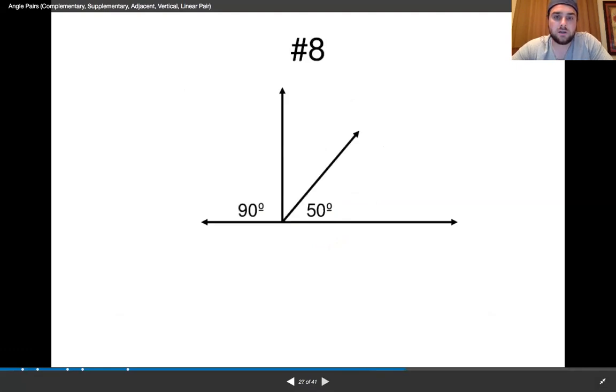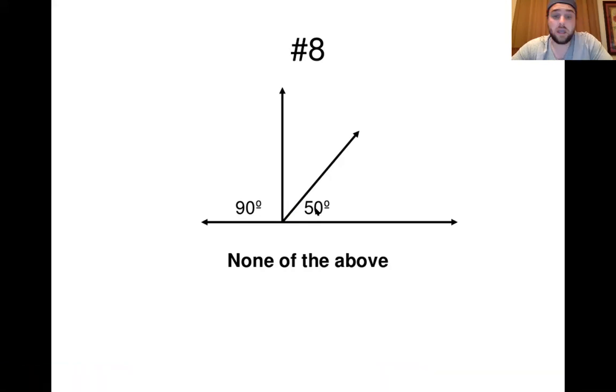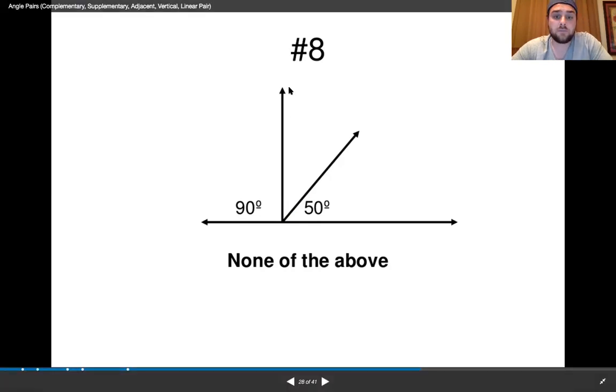Okay, last one here, number 8. You want to take a look at this one? None of the above. Why? Well, 90 plus 50, that's not equaling 90 to be a complementary angle, not 180 to be a supplementary angle. And on top of that, the rays right here, if it's branching out this way, we do have one ray coming up on this side, but we have this out here that's also lingering, so it's not going to be adjacent. It's not vertical, they're not equal sides, so this would be none of the above.